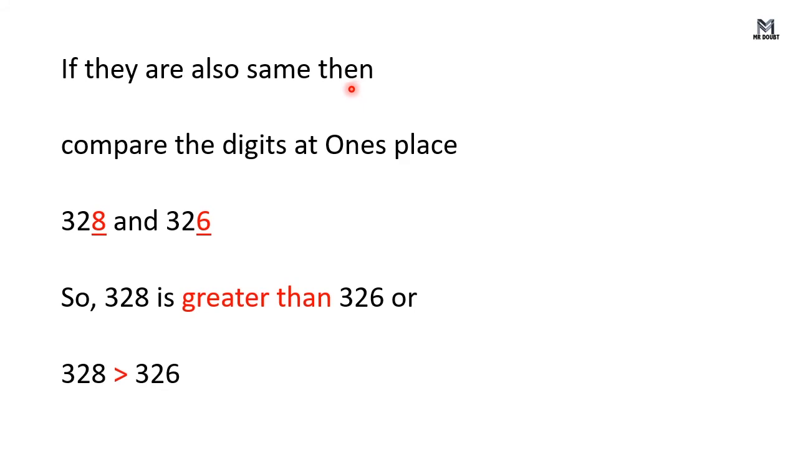No doubt, there should be no doubt in you. It's very simple. Compare the digits at one place. We will switch over to the next place every time if the particular digit is same. Now look here, the digit at hundreds place and the digit at tens place is same, so I will compare the digit at ones place. It's written here 8 and here it is 6, and we know that 8 is greater than 6.